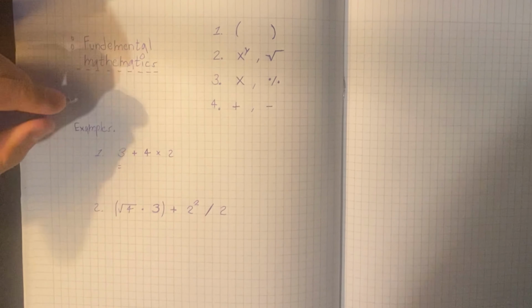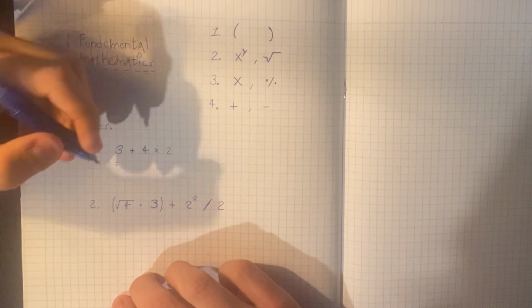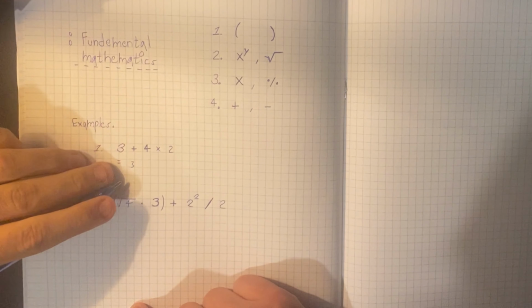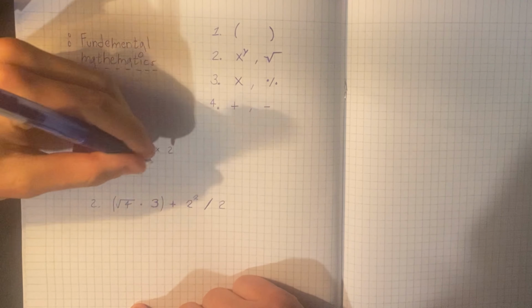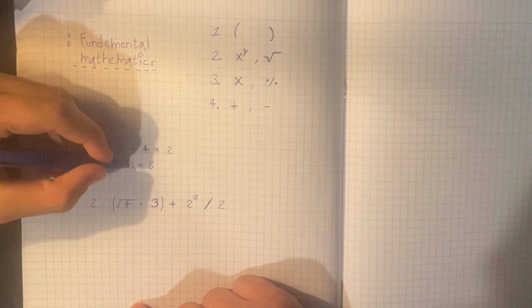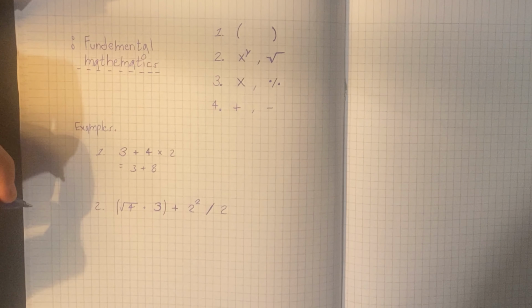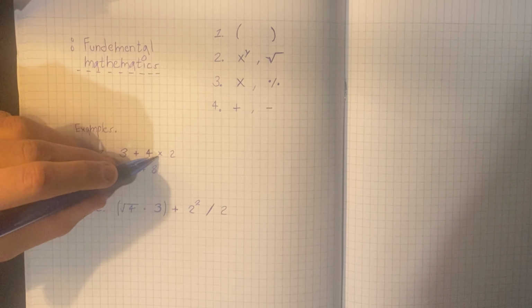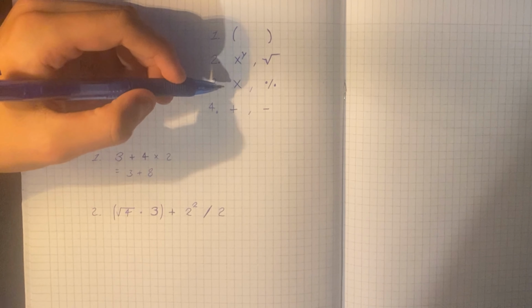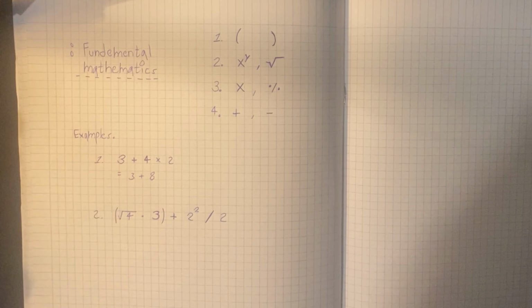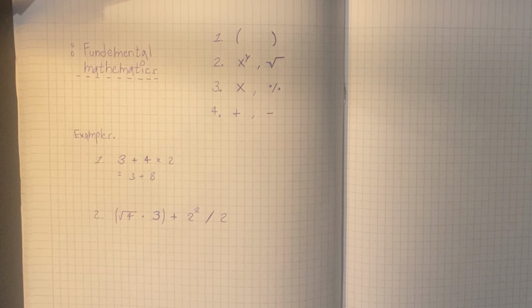Okay, so how do we draw this out? We'll take 3 plus 4 times 2. So 8, basically. That's the way we're supposed to do it, because multiplication goes over the actual addition. So you're supposed to prioritize multiplication. It's easy.